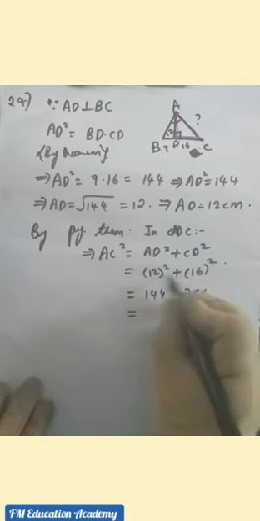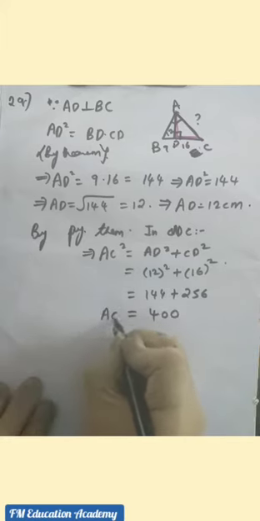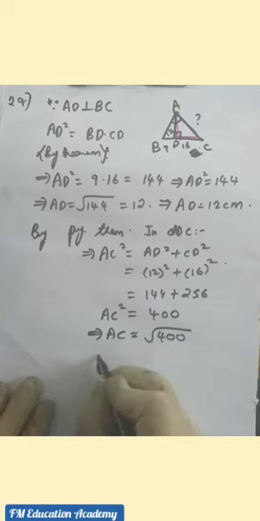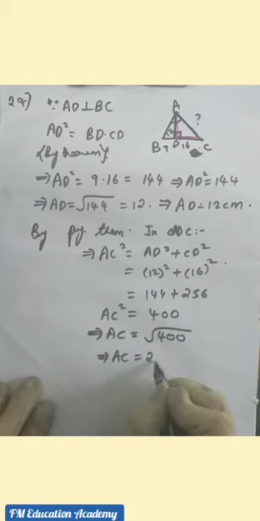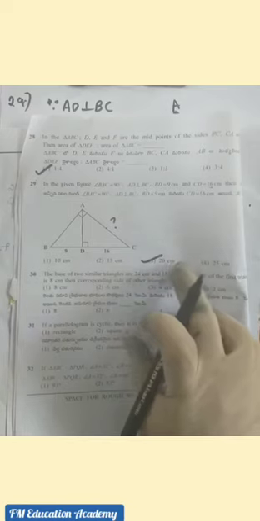So we have 12 square is 144 plus 16 square is 256. Learn the squares, perfect squares. That is nothing but 400 you will get. So AC is equal to square root of 400. Square root of 400 is 20. So we got the value of AC as 20 centimeter. Where is 20 centimeter? In option C. So the answer of 29th question is option 3, that is 20 centimeter.